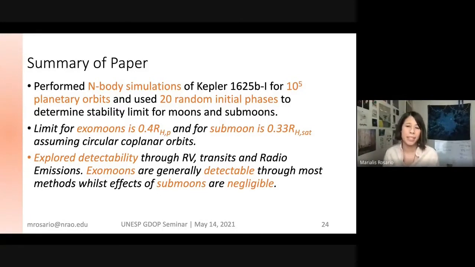We find that the limit for exomoons is 40% of the Hill radius of the planet, and for submoons is 33% of the Hill radius of its host satellite. We assumed circular coplanar orbits. Moreover, we explored detectability with RVs, transits, and radio emissions. Exomoons are generally detectable through most methods, but submoons essentially have negligible effects as perturbers in these emissions.